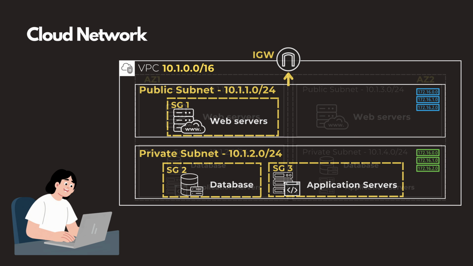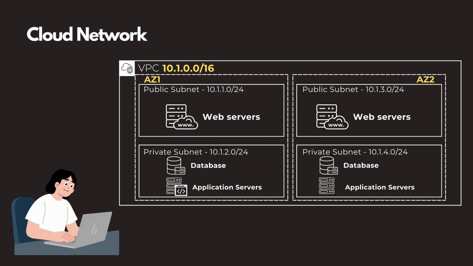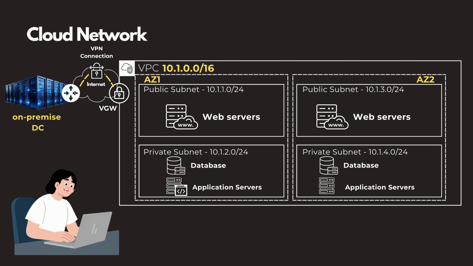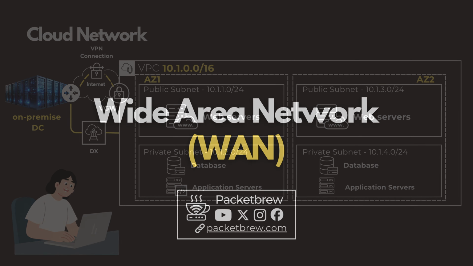For redundancy, resources spread across availability zones. And to connect back to on-prem, you're using a site-to-site VPN or a dedicated link like Direct Connect, effectively making the VPC just another site on your WAN. It is used in any cloud workload, and increasingly, almost every enterprise network in some hybrid form.